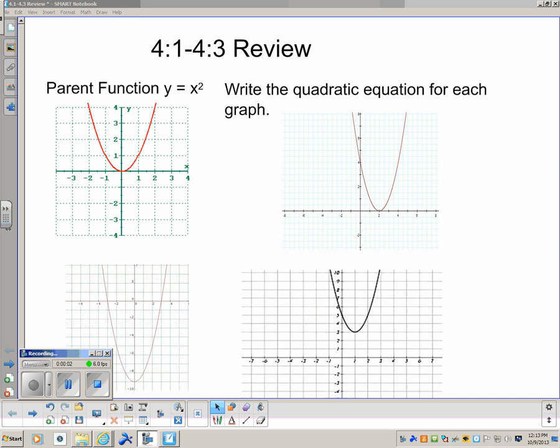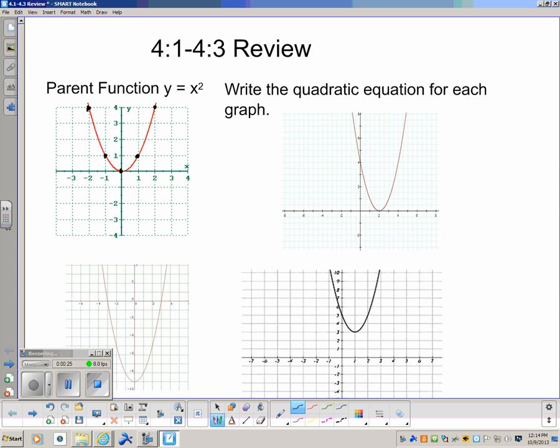So today we're going to be reviewing. You've got a quiz coming up, so I want to go through some review problems. So looking at a regular parent function of a quadratic, it's sitting there at the vertex at 0, 0, and then it's 1 over and 1 up, negative 1 over and 1 up, 2 over and 4 up, negative 2 over and 4 up. That's what your normal y equals x squared is.